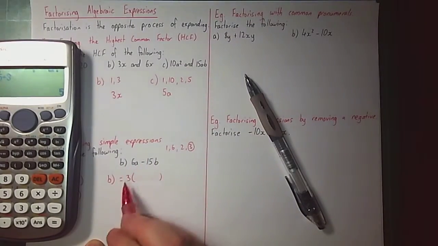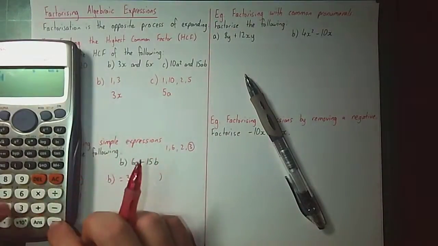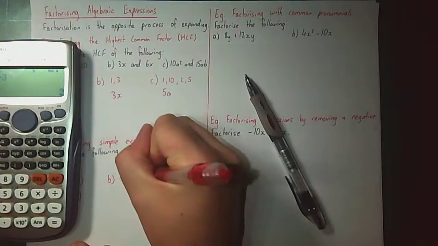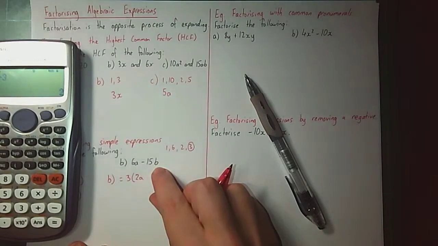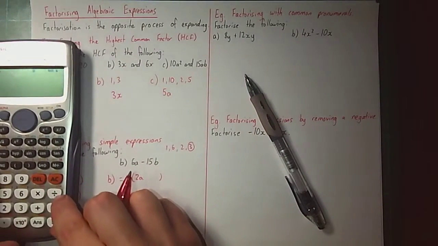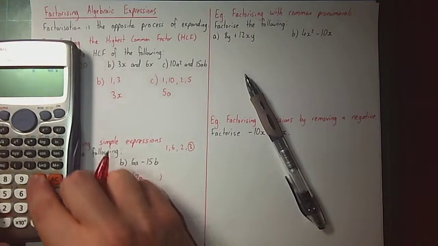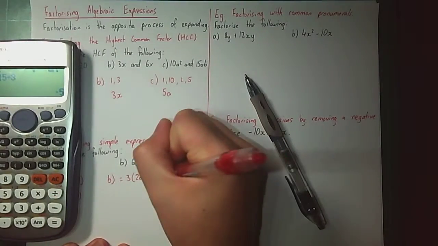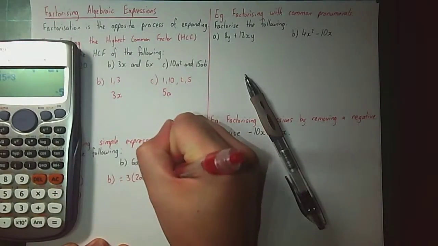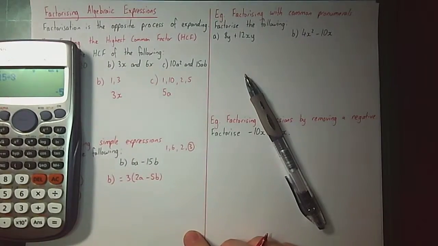Now 6a divided by 3. Well, first of all, 6 divided by 3 is 2. So we're going to be left with 2a. And then we've got minus 15b. So minus 15 divided by 3 gives us negative 5. So it's negative 5b. And that's our answer for B.